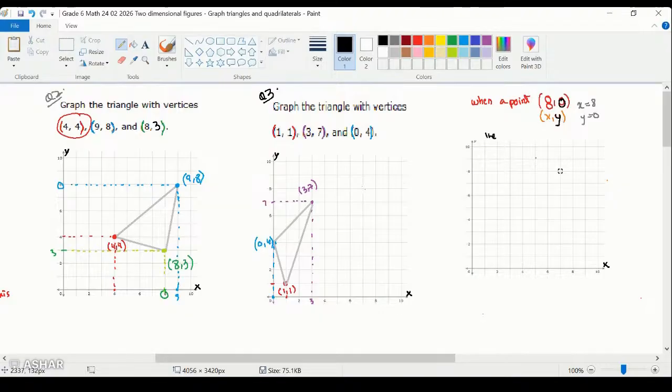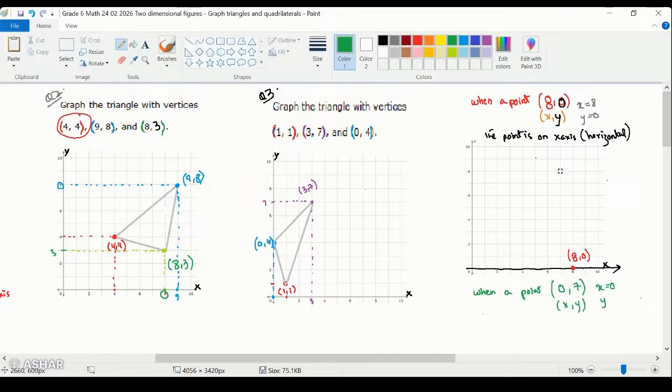So this means the point is on the x-axis, which is the horizontal. Okay, this is the x-axis. I'll just label this point also. This would be 8 comma 0. But if I say a point given to us is 0 comma 7, that means these were the values of x and y. In this case, x was 0 and y was 7.